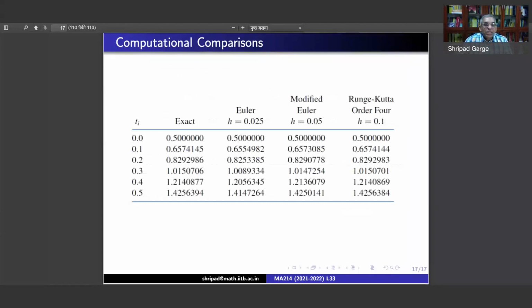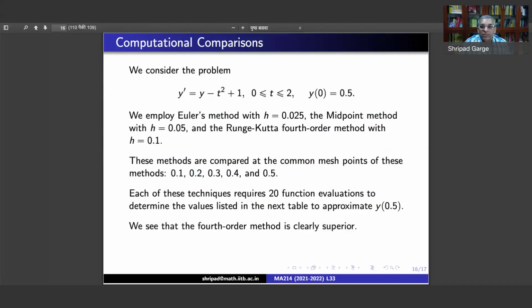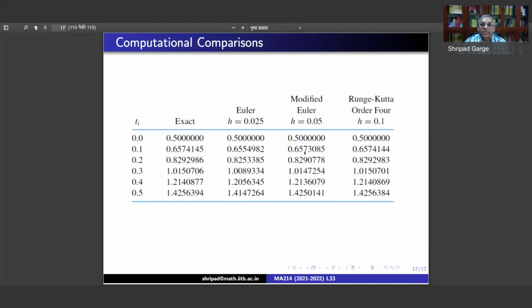Here is the table. The exact values are noted here in the first column, and for the Euler method, we see that already at 0.1 you have gone slightly away. Instead of 0.6574, it is 0.6554. Modified Euler, I am sorry, I think this is not really the midpoint method, but it's the modified Euler method. I am sorry, I should change the wording from the earlier slide. So the modified Euler is giving 0.6573 instead of 0.6574.